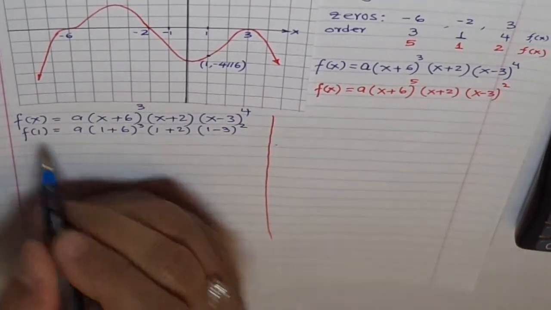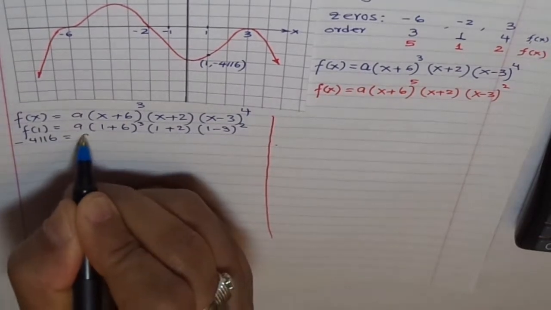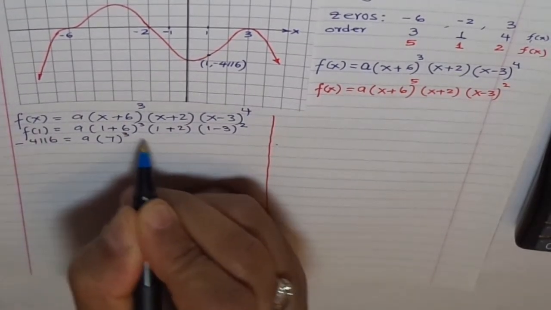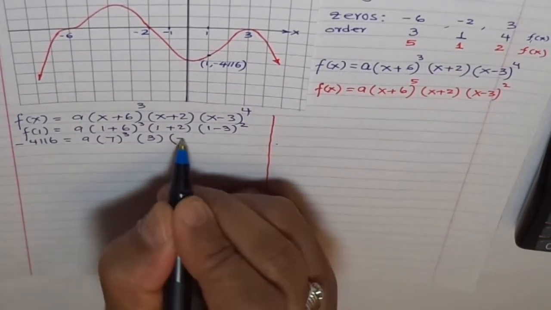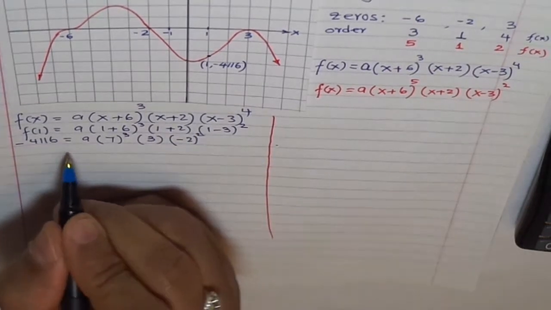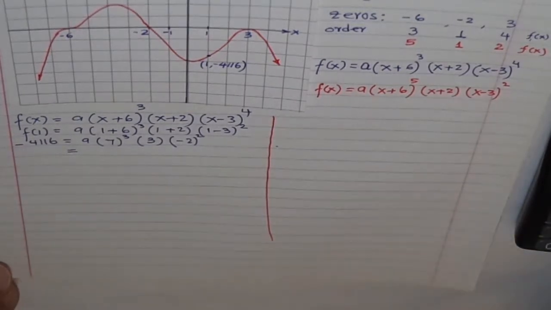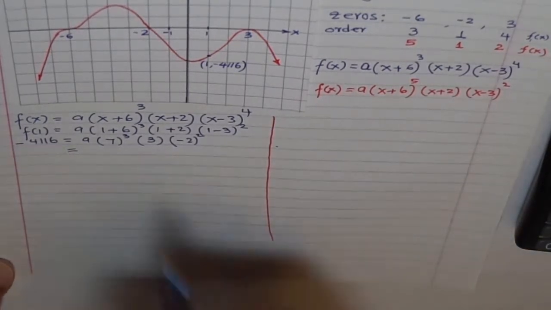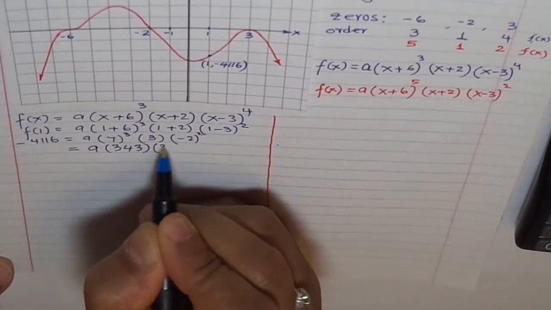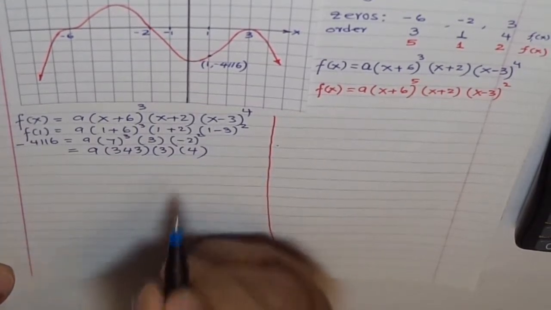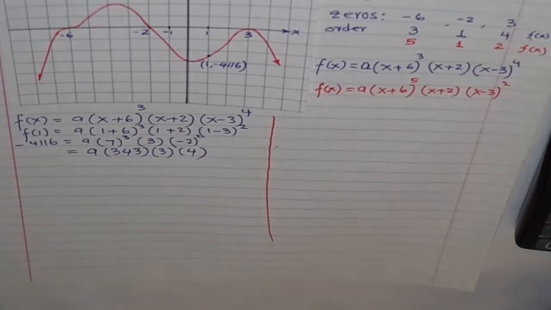Correct? And f of 1 is given to us as minus 4116. So A times 7 cubed, 2 plus 1 is 3, 1 minus 2 squared. Let's calculate. 7 cubed equals 343. So A times 343 times 3 minus 2 squared is 4. So 343 times 4 times 3 is 12. Let's multiply by 12.